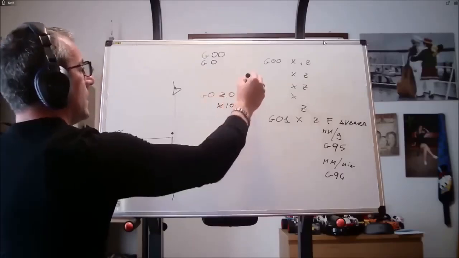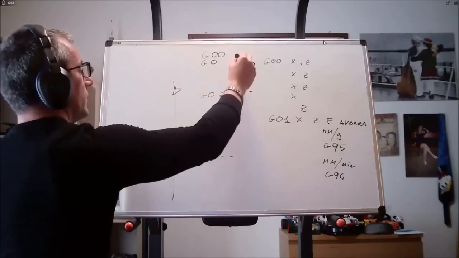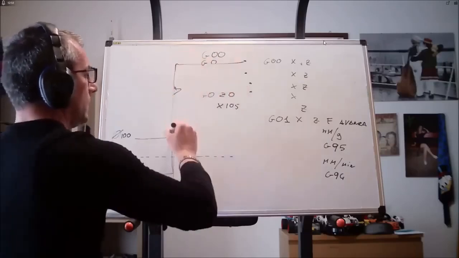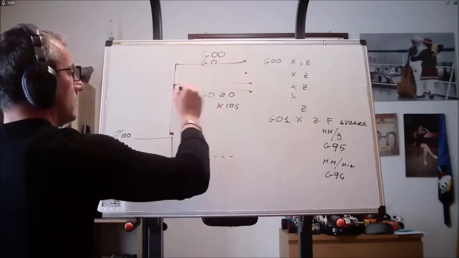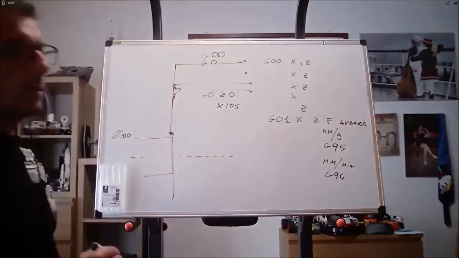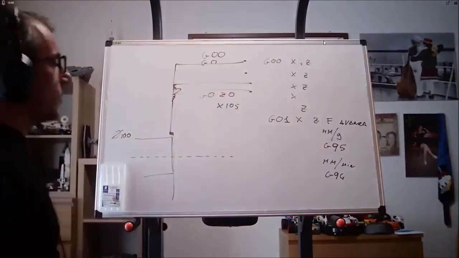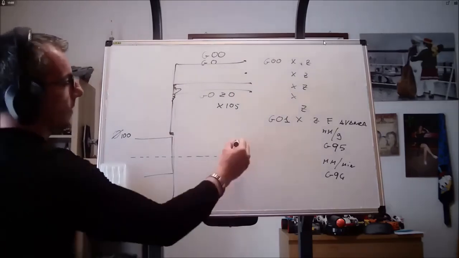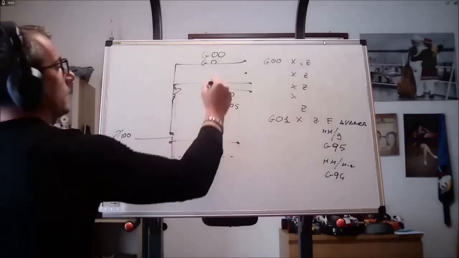What will the machine do from here? Wherever it is, it will do this. First it will go to Z0, then it will go to X105.